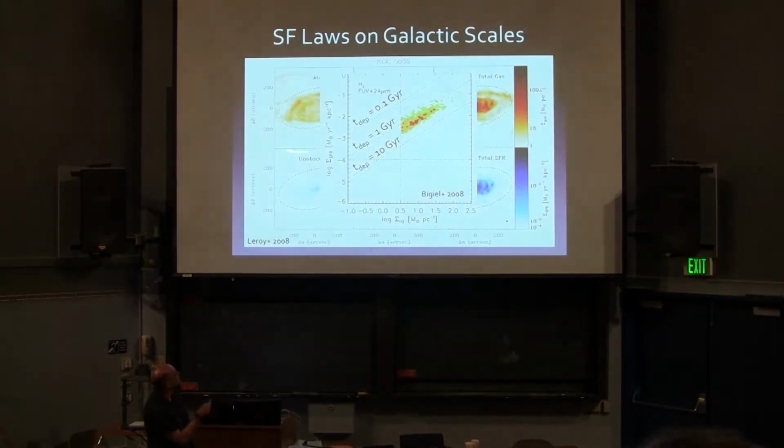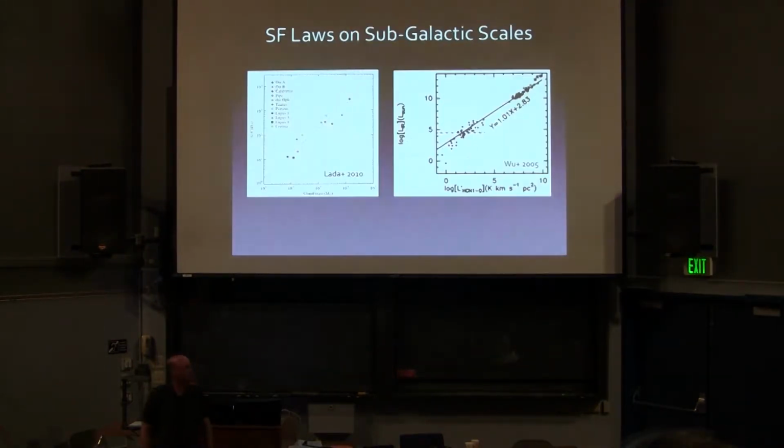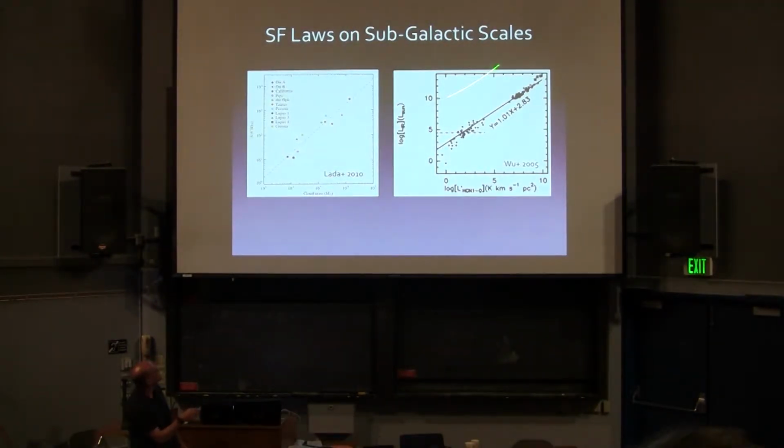Now, that's on galactic scales. You can also look on much smaller, subgalactic scales, and ask about clouds in the solar neighborhood. Here are 2 ways of doing that. That's the large scale. Now let's look at the small scale, and what I want to spend most of this talk on is trying to put the two together.